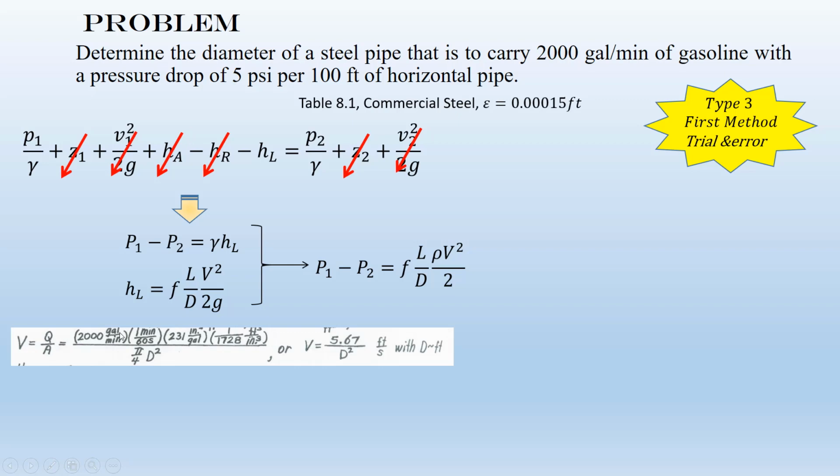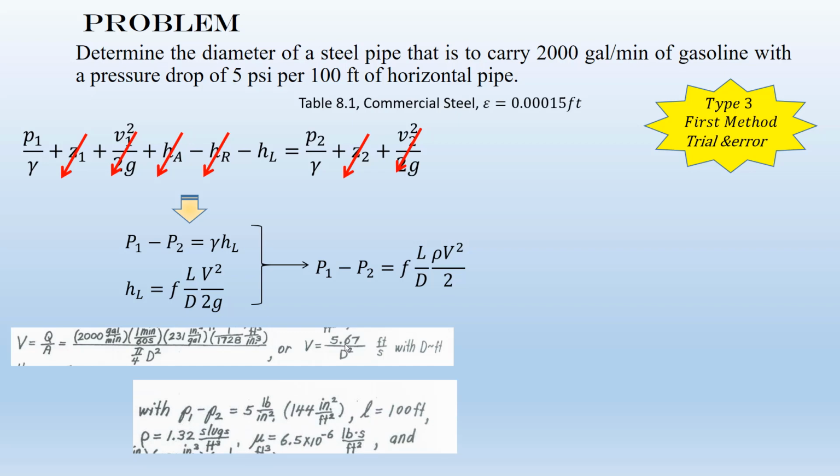And then you need to convert the gallon per minute to cubic feet per second. From here, you can write the area is pi d squared over 4, and then you can find a relationship between velocity and diameter, correct? Then you can substitute for the velocity into this equation. Also, you have the pressure drop, which is 5 psi per 100 feet. So if we assume that the length of this pipeline is 100 feet, you have the pressure drop.